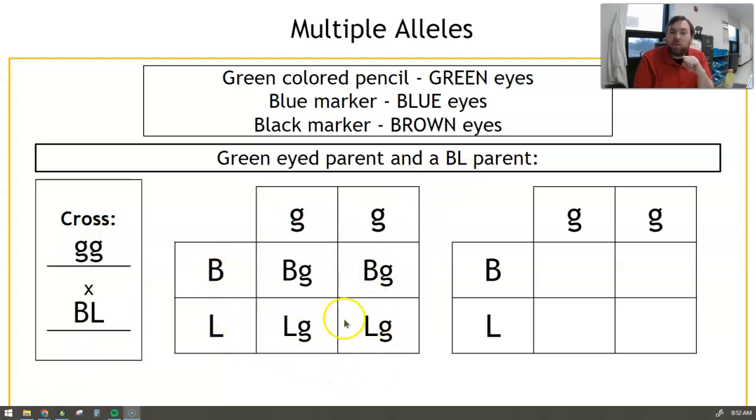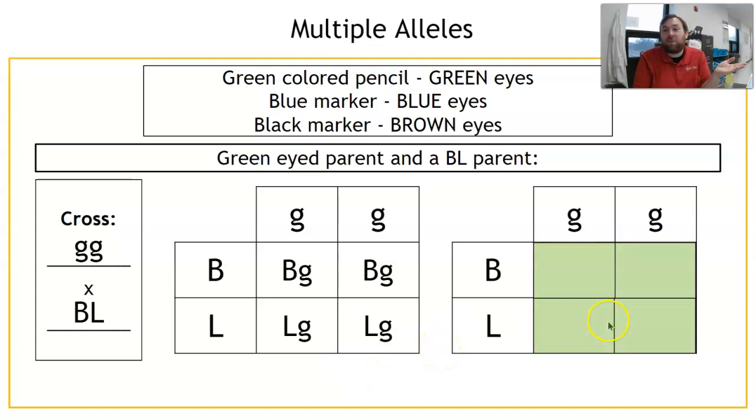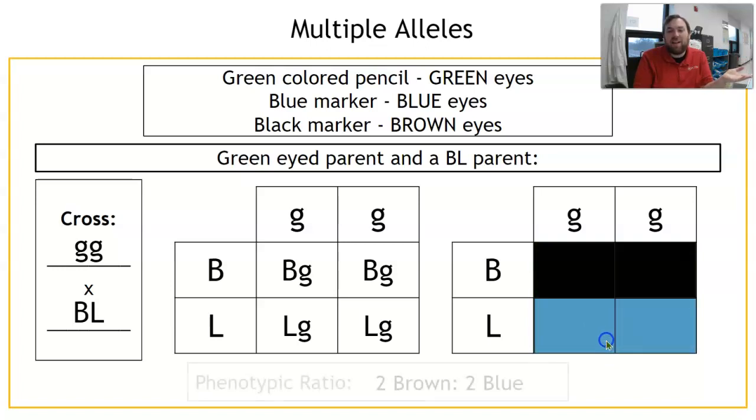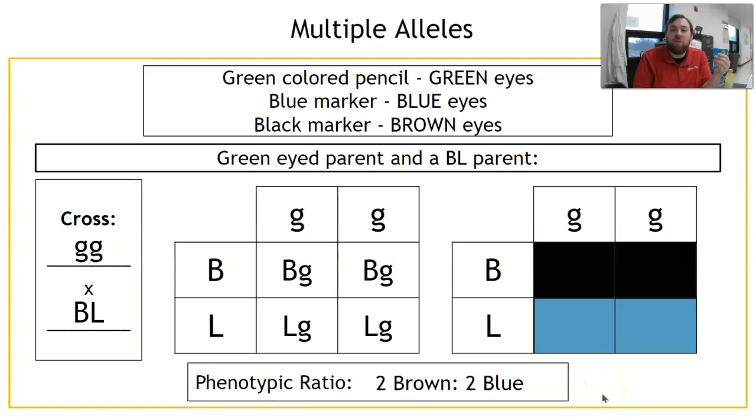Everyone gets a lowercase g, but it looks like that lowercase g won't really matter in the long run because we have the capital B's and the capital L's to mask over them. So I'll color in all 4 squares with that green color pencil, but you know what's going to happen next. We're just going to color over half of them with blue and half of them with black, giving you another 2-to-2 ratio or 1-to-1 ratio of brown eyes to blue eyes. Even with that recessive homozygous individual with the green eyes, it looks like it's no match for an individual with blue and brown eyes here.